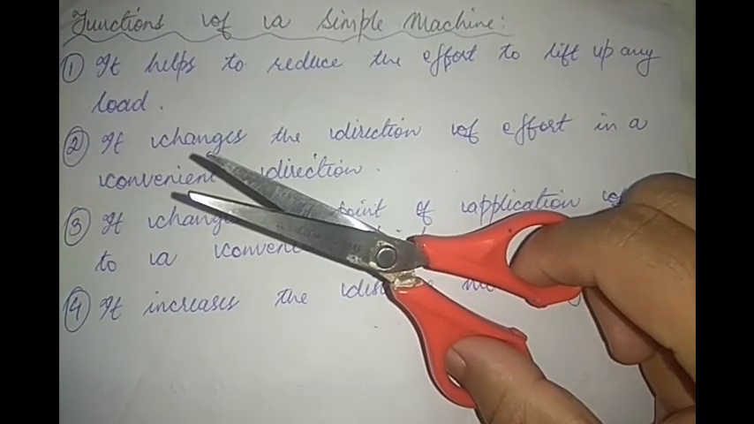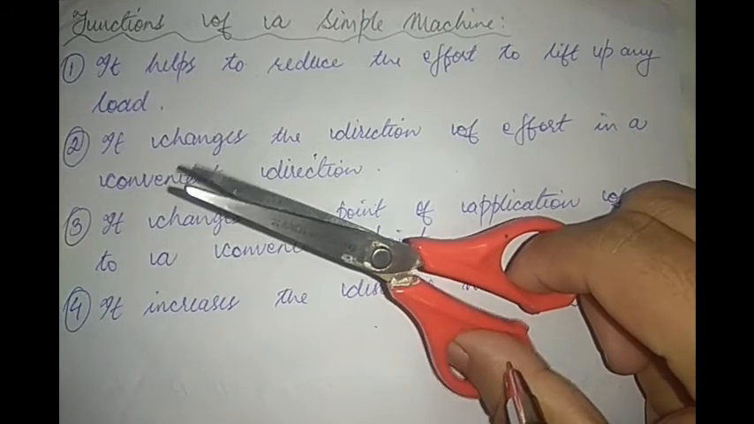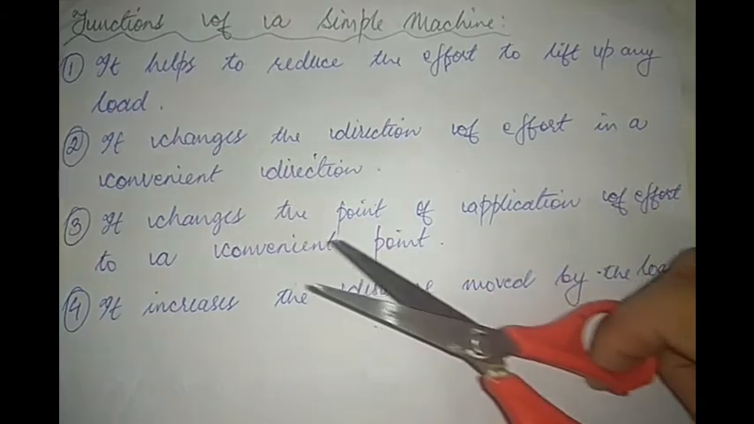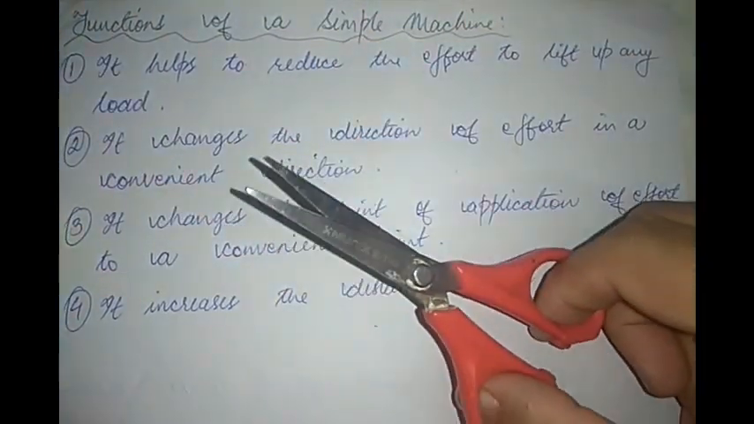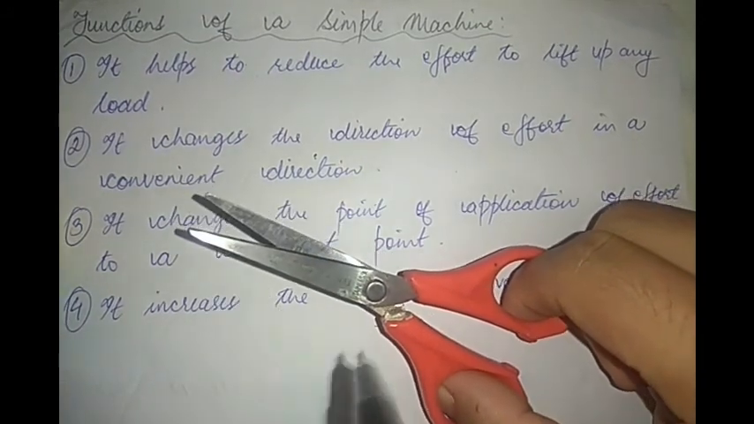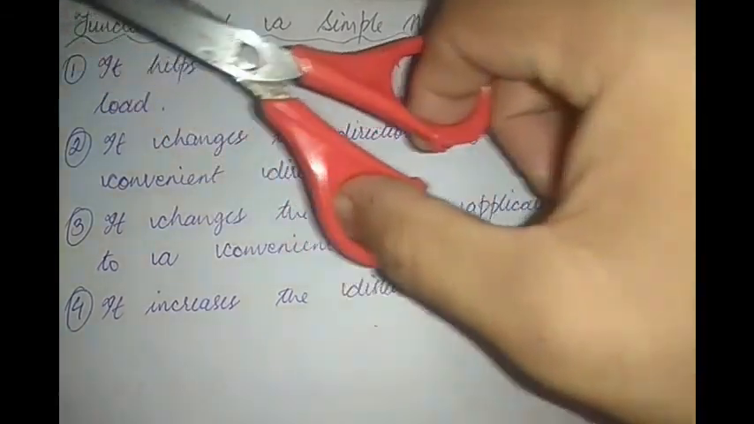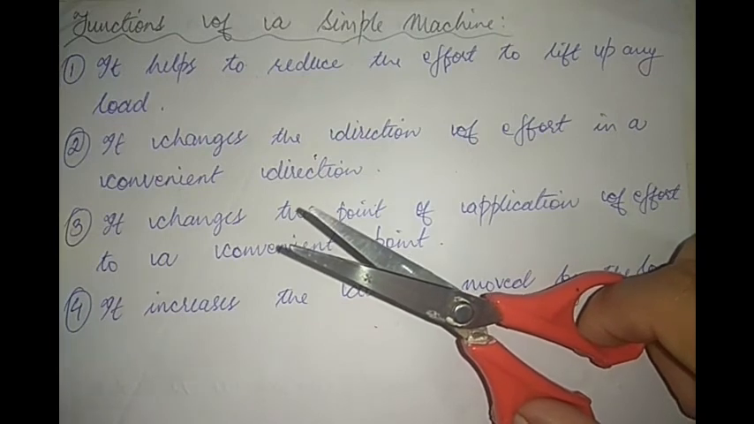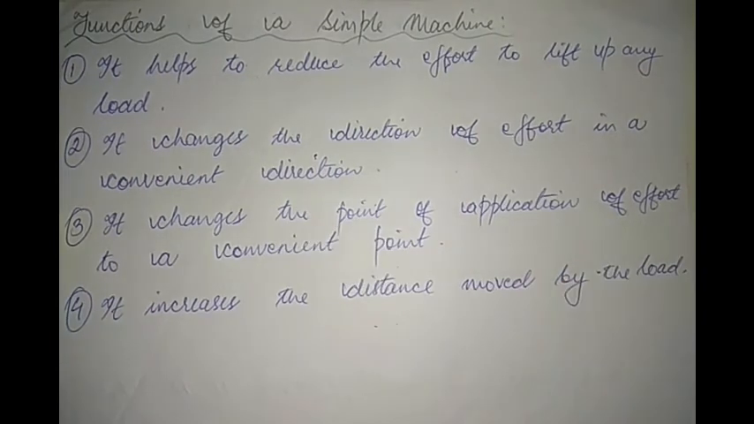So you could see in the animation also, when the effort moves a very short distance here, the blades of the scissor cuts a very long length of the cloth. So what is happening? When the effort moves a very short distance, the load moves a very long distance, because the blades of the scissor cuts a very long length or very long piece of the cloth. So a simple machine, which in this case is the pair of scissors, also helps to increase the distance moved by the load when the effort itself moves a very short distance.